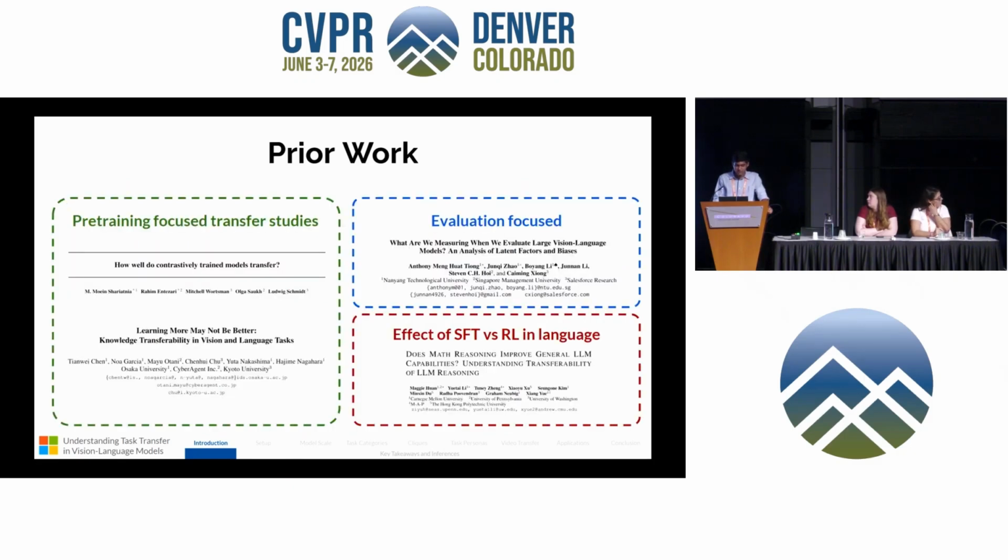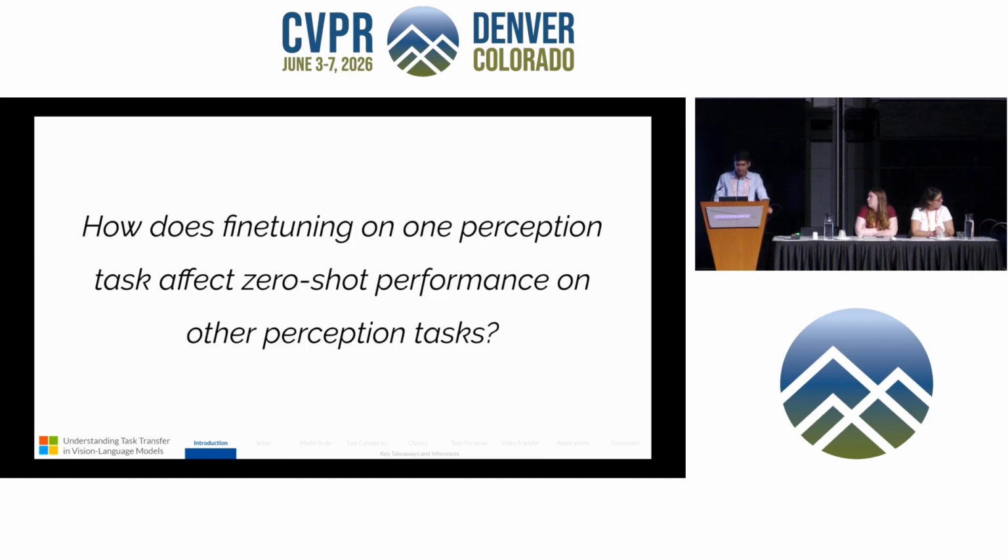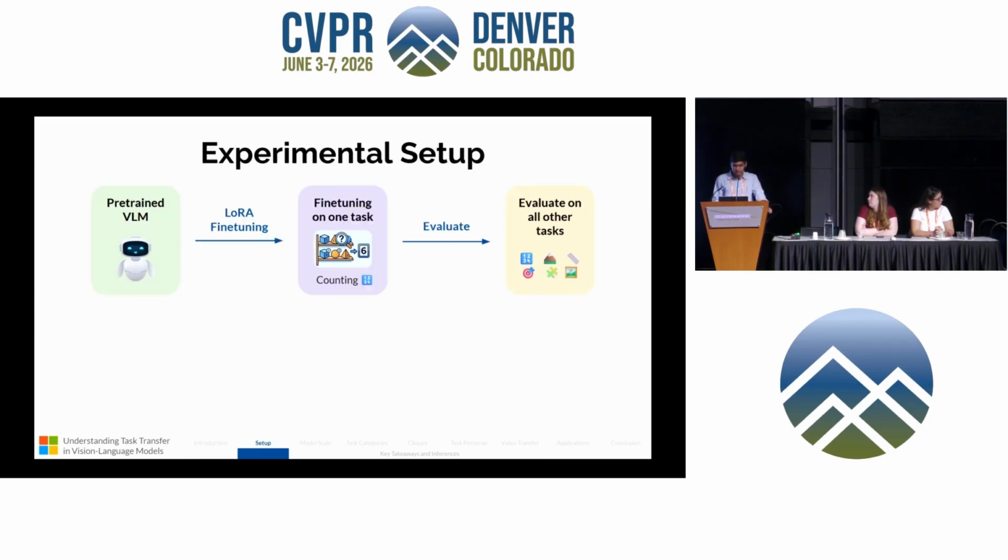Since then, there have been works focusing on pre-training focused transfer studies, analysis of latent factors, and the effect of SFT and RL. However, our position is a bit different. We aim to study zero-shot task transfer through fine-tuning. More precisely, we ask the question, how does fine-tuning on one perception task affect zero-shot performance on other perception tasks? Essentially, if you fine-tune on a single task, what is its effect on a bunch of other tasks that you have?